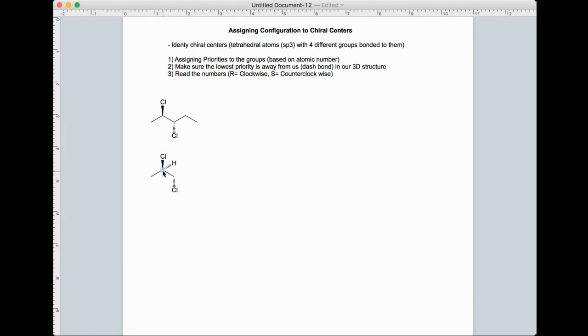So I'm going to look at which groups are bonded to my carbon. I see a chlorine here, I see a carbon, carbon, and hydrogen. So obviously chlorine will be, based on atomic number, priority number 1, and hydrogen will be priority number 4. Now I have a carbon here, I have a carbon here, so that is a tie.